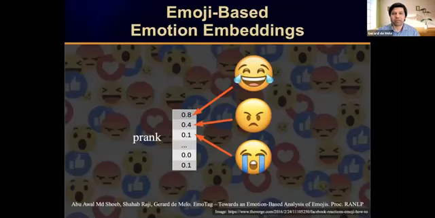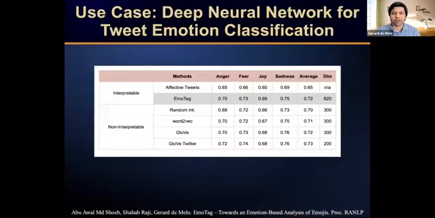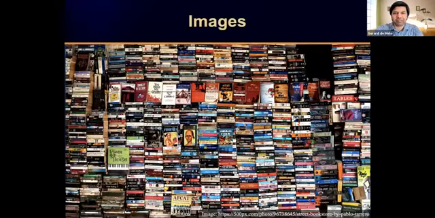And so our emoji embeddings, we looked into them, and you can do a lot of data analytics with them. You can also plug them into a deep neural network and use that for interpretable emotion classification. And so we get pretty much similar results to using non-interpretable embeddings. And so that's about emojis.